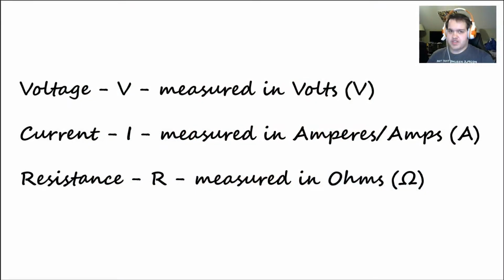As you can see here, these are the basic things you're going to need to know when it comes to electronics. You have voltage, whose symbol is V, measured in volts, and the unit for that is V. You have current, whose symbol is I, measured in amperes, or amps for short, and that unit is A, when you're writing it out. Then you have resistance, whose symbol is R, measured in ohms, and the unit symbol for that is omega.